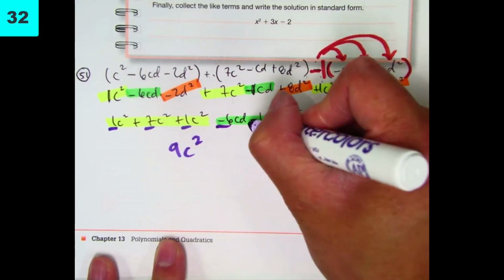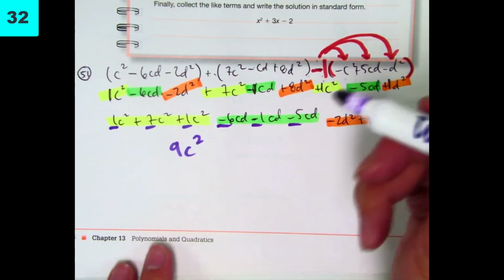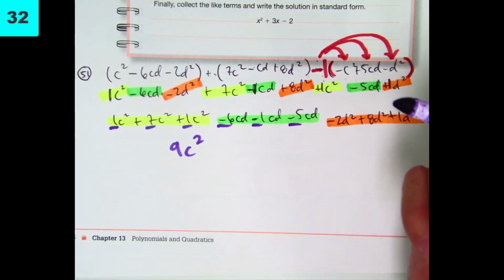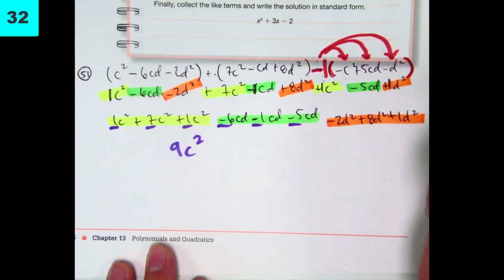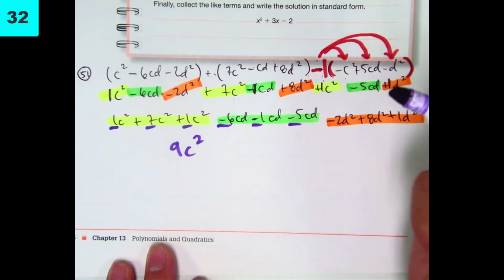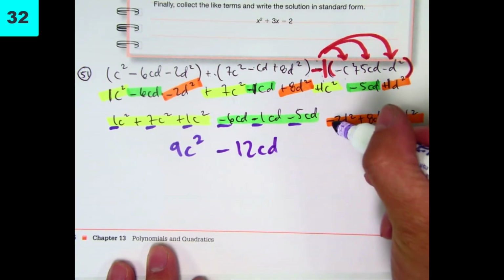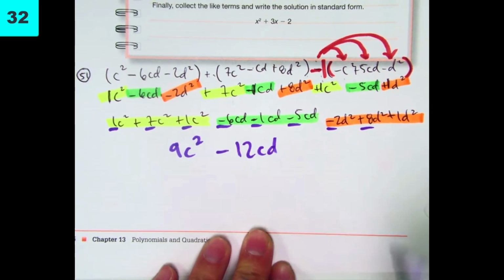Girls, -6, -1, -5. Girls, what is that? Girls, -6 minus 1. That's -7, and -7 minus 5. -12cd. Boys, -2 plus 8. 6. And boys, 6 plus 1. 7.